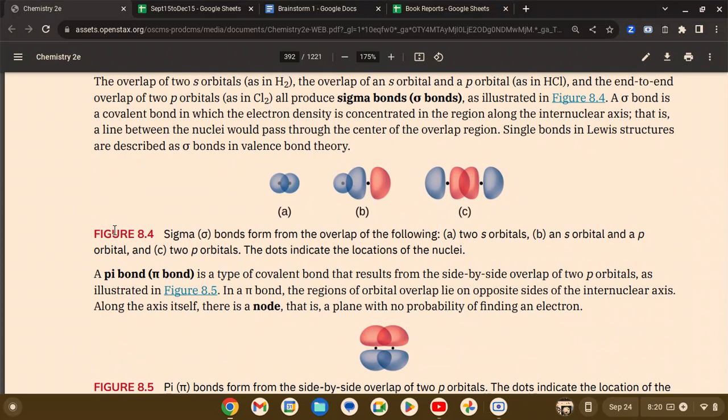A pi bond is a type of covalent bond that results from the side-by-side overlap of two p orbitals, as illustrated in Figure 8.5. In a pi bond, the regions of orbital overlap lie on opposite sides of the internuclear axis. Along the axis itself, there is a node, that is, a plane with no probability of finding an electron.